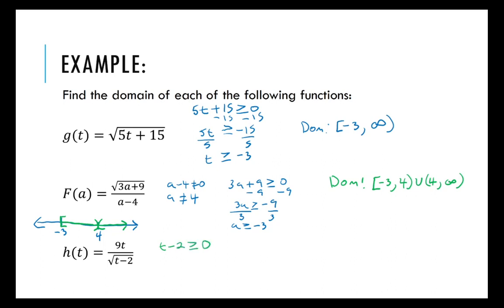That's the radical part. But we also know that the denominator can't equal 0, and the only way you get 0 in the denominator is if you got the square root of 0. So I'm just going to move the equal sign off, saying, oh, well, I know it can't be equal to 0, and this will take care of my problems. So now I have t minus 2 is greater than 0, add 2 to both sides, and so I get t is strictly greater than 2, and so my domain for this one is excluding 2 all the way to infinity.